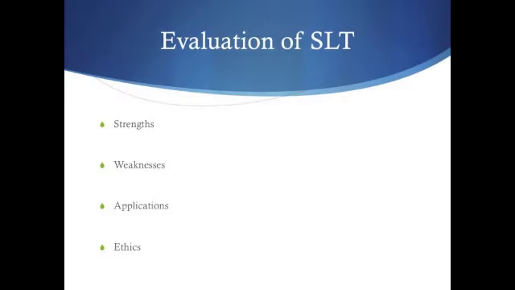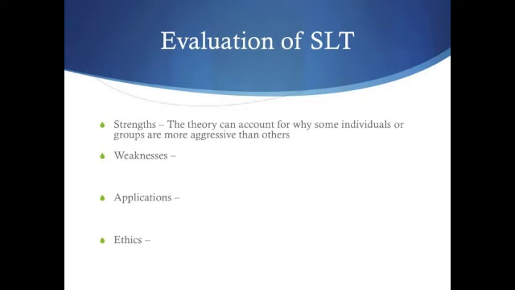Starting with strengths then, one of the biggest strengths is individual differences. So this theory can account for why one individual may be more aggressive than another individual, or why one group of people may be more aggressive than another group of people. And that'll all be down to what they've observed and what they've seen as successful in terms of getting their desired outcomes for aggression. So people may respond differently in different situations because they have observed the aggression being rewarded in some situations and not in others.